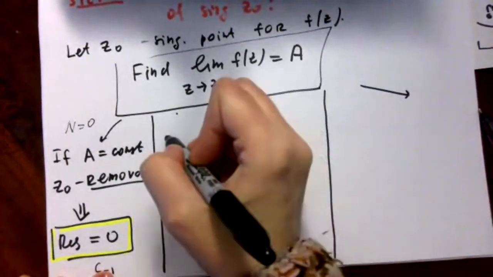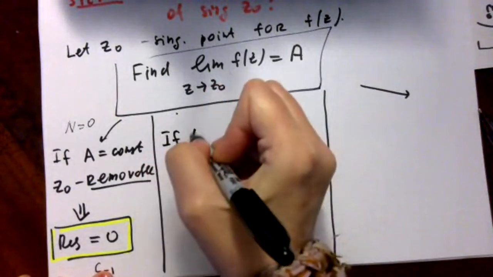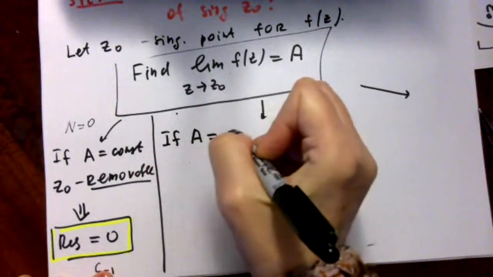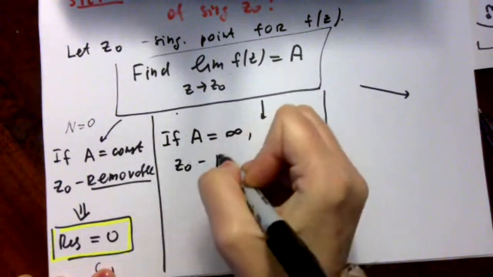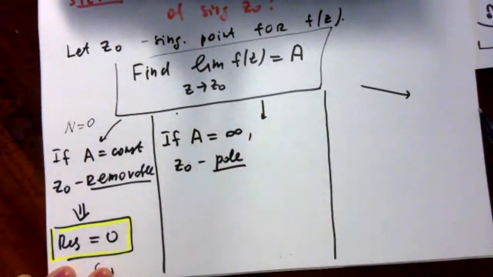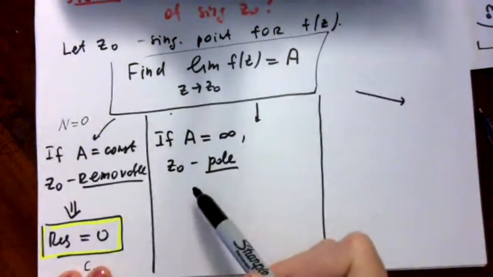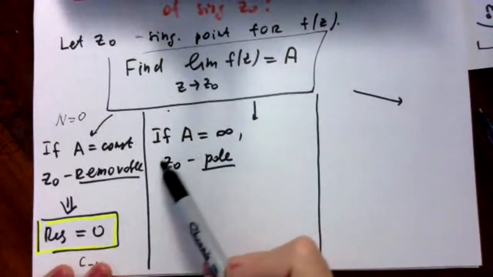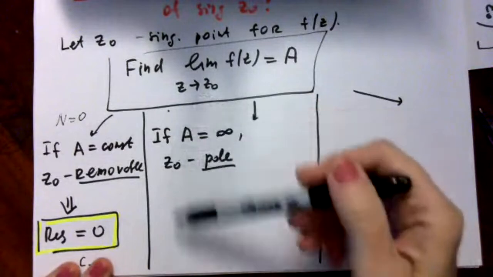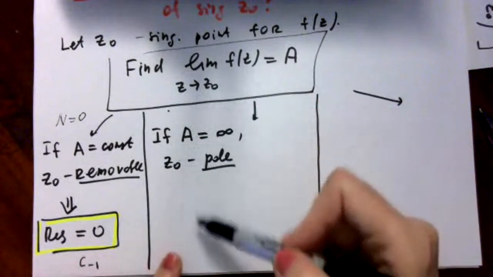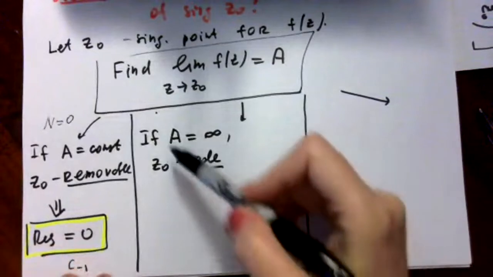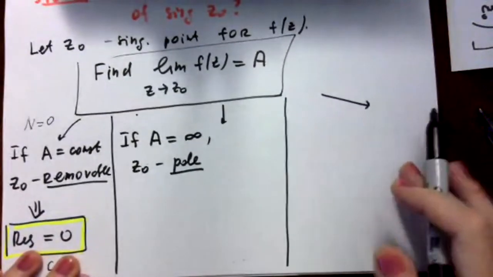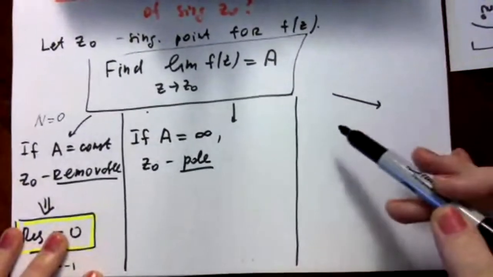Okay, so what is the next case? The next case is if your limit A turned out to be infinity, then z0 is a pole. Very beautiful. But you know, when we have a pole, we always face the challenge of determining its order. And I'm going to talk about it later. So this second column is going to be the hugest column, the biggest column, actually. I'm going to continue it on the next page, but only after I finish the whole table.